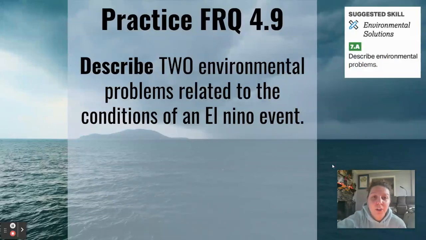So your practice FRQ: describe two problems related to the conditions of an El Nino event. So don't just identify two, describe two. What are two problems that can be caused because of an El Nino event?